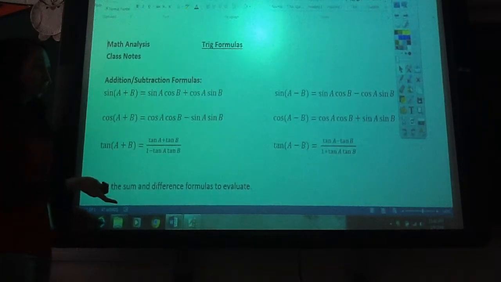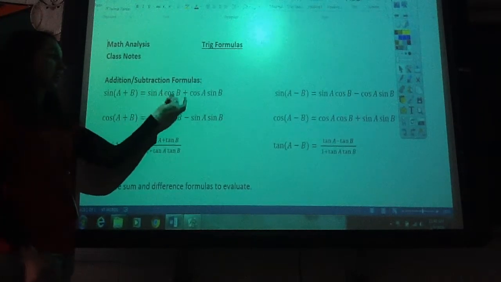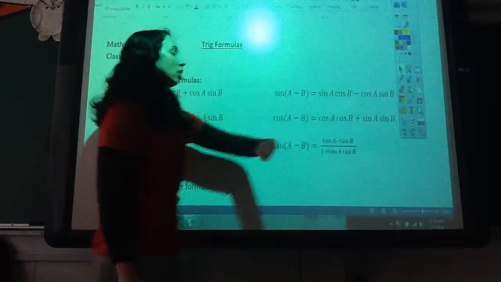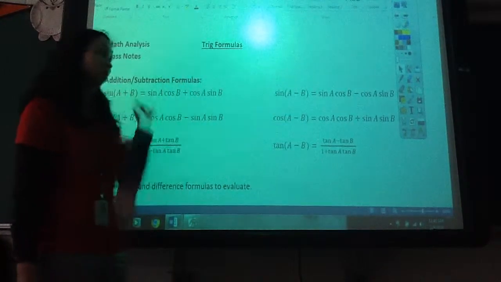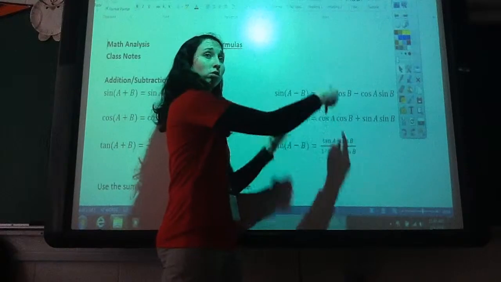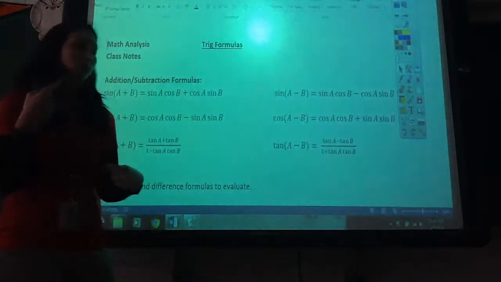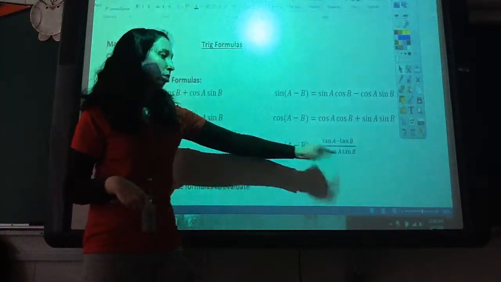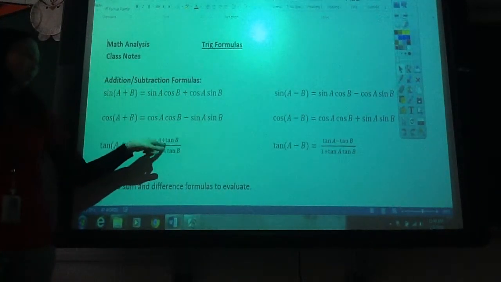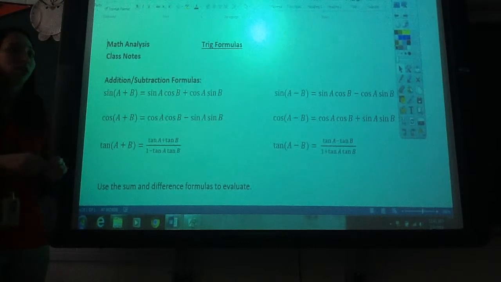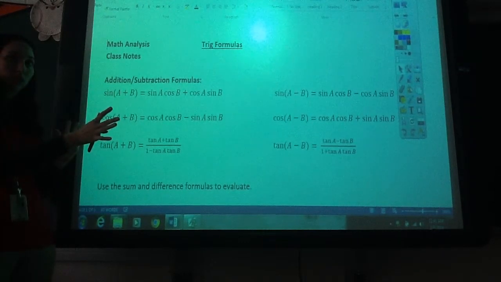For subtraction, for sine, it's the same as the addition, only you have subtraction in between instead of addition. For cosine, it's the same as addition, except instead of subtraction here, you end up with addition there. They're backwards. Cosine is backwards compared to what you would normally think. And tangent subtraction means you subtract on top, add on the bottom, whereas when you add on top, subtract on the bottom. So they do a lot of the same things, just with opposite signs or signs placed in the opposite location. Are we okay with this?